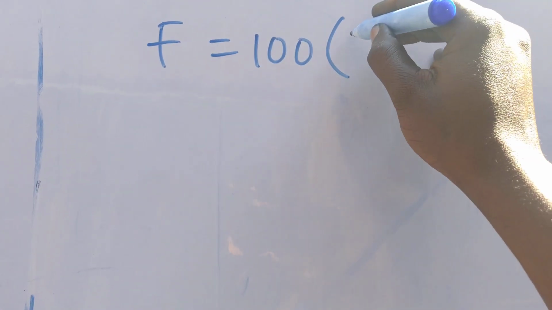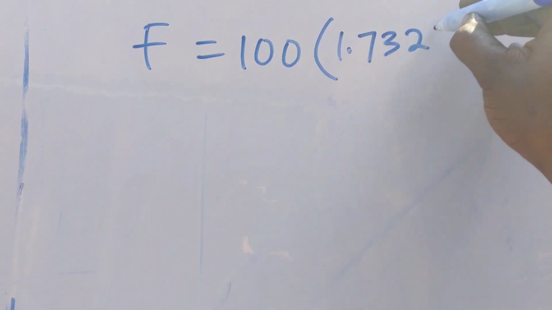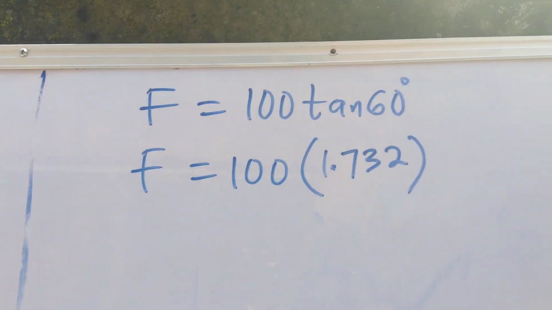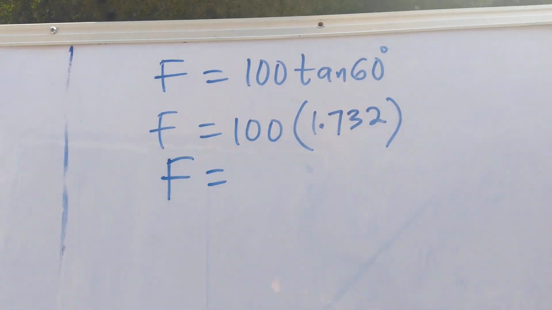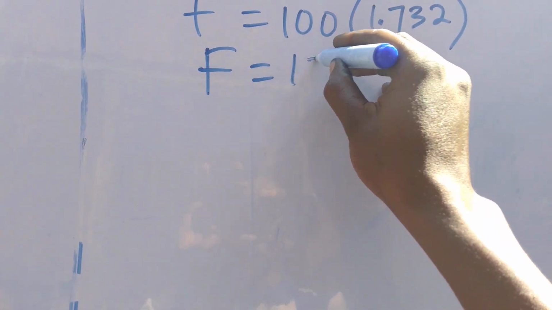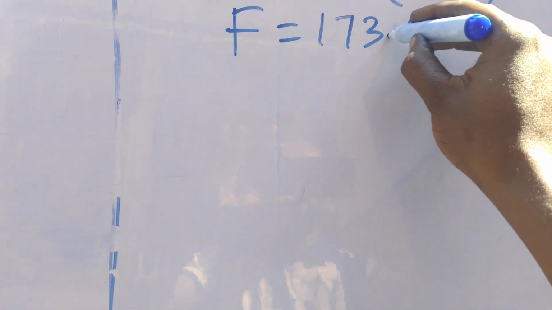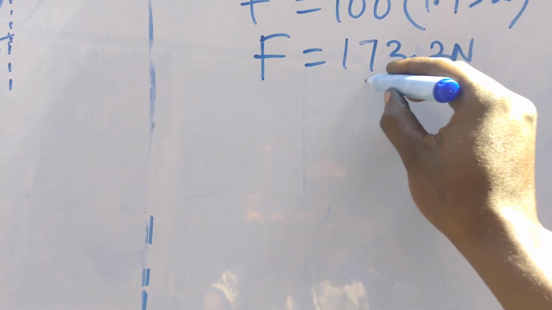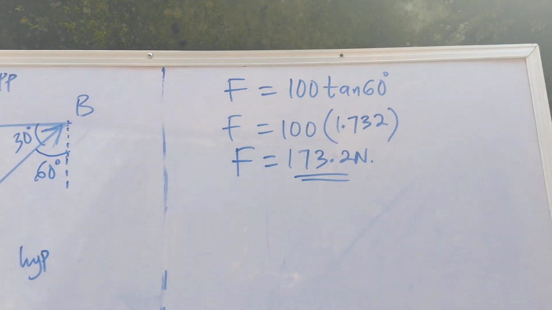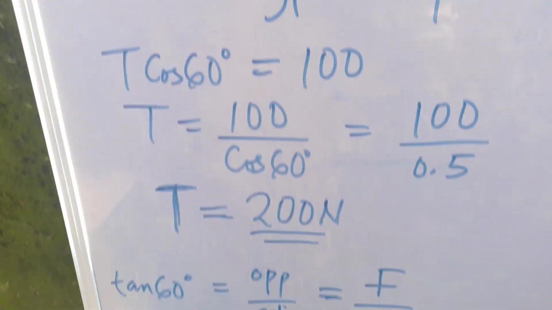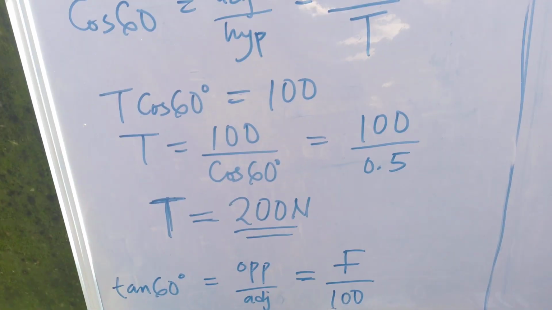Tan 60 is 1.732. So if I multiply it now, F will be equal to 100 times 1.732. This will give me 173.2. So that is F. F is 173.2 Newton, and the tension gives us 200 Newton.